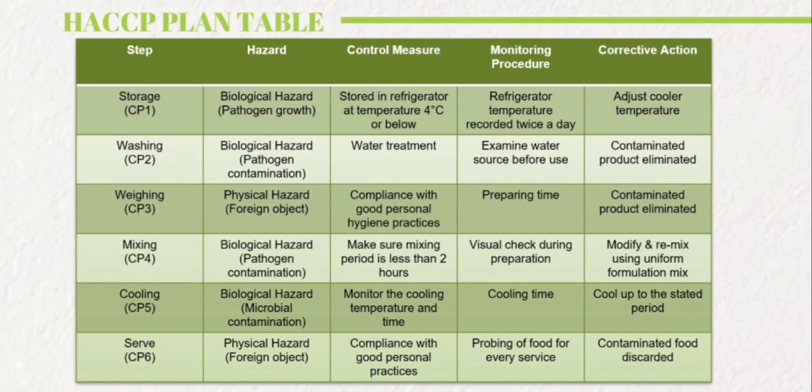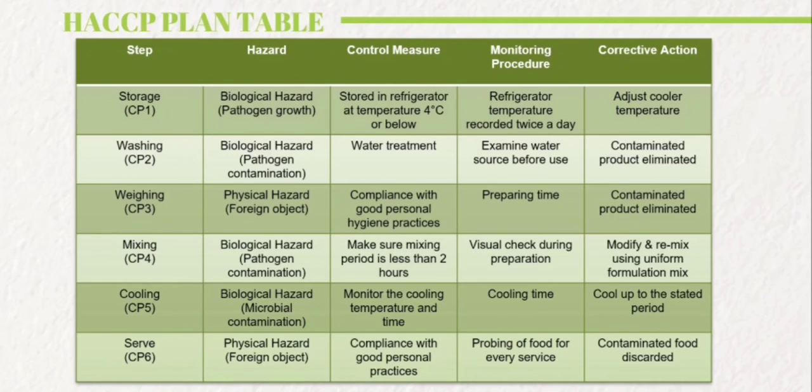In mixing, the hazard is biological hazard, which is pathogen contamination. Control measure is make sure mixing period is less than 2 hours. Monitoring procedure is visual check during preparation. And the corrective action is modify and remix using uniform formulation mix. In CP5, which is cooling, the hazard is biological hazard, which is microbial contamination. So the control measure is monitor the cooling temperature and time. Monitoring procedure is cooling time. Corrective action is cool up to the stated period.